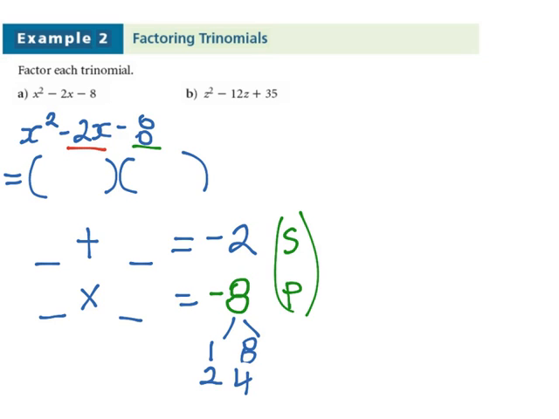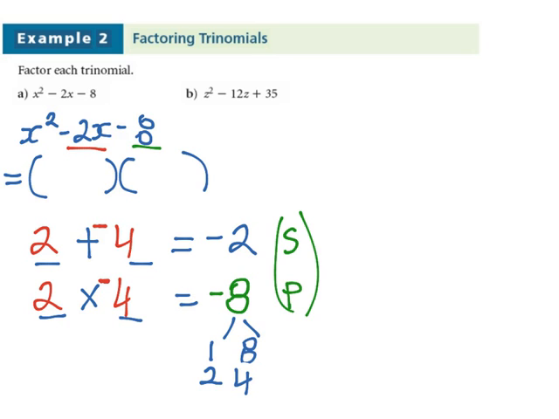And which of them add up to get negative 2? Well, it has to be 4 minus 2, or 2 minus 4. So our answers are 2 and 4. And then we have to watch the signs. 2 plus 4 is actually 6, but 2 plus negative 4 is negative 2. And 2 times 4 is actually 8. That's why it has to be negative. 2 times negative 4 is negative 8.